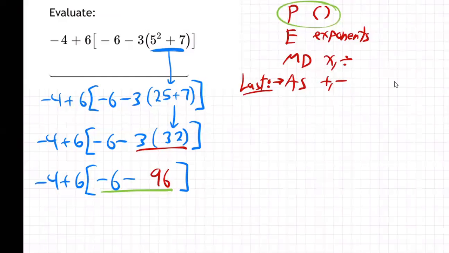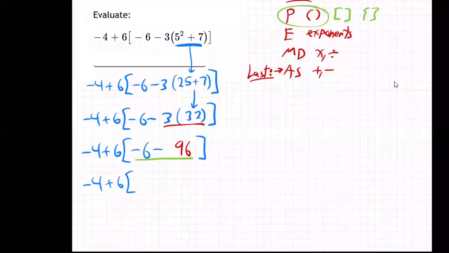When I write P for parentheses, brackets are the same thing, or even curly brackets, which we have. Sometimes it's all the same thing. They're just a grouping symbol, and they must be done first before any adding or subtracting. Okay, so just leave the -4 plus 6. Just leave them sitting out there waiting their turn.